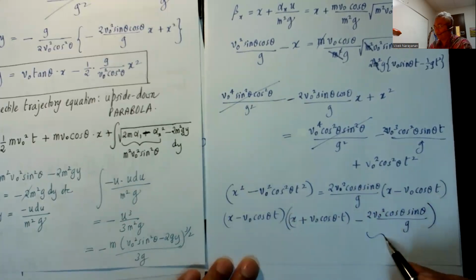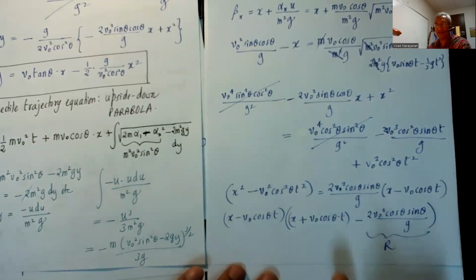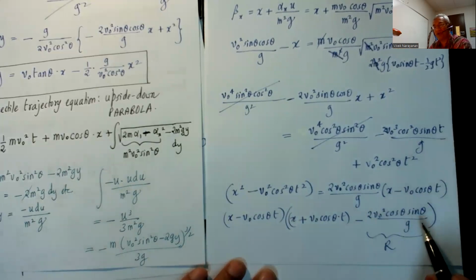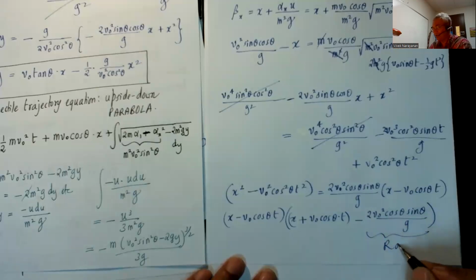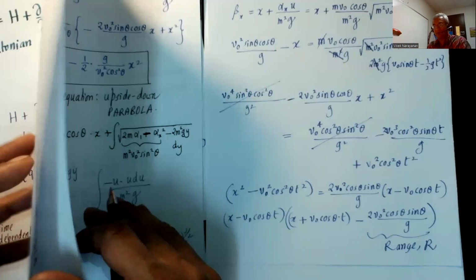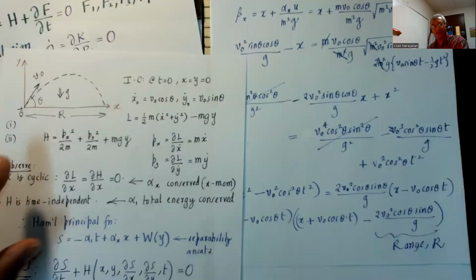Well, that is just the range of the projectile, because the range of the projectile is the time taken times the x velocity. X velocity is v naught cosine theta, and the time taken is 2 times the time to go to the highest point. Time to go to the highest point is v naught sine theta over g. So 2 times that time is 2 v naught sine theta over g times the x velocity, which is v naught cosine theta. This is none other than the range of the projectile R, what we have called earlier in that figure that we drew, this thing here, the range R.